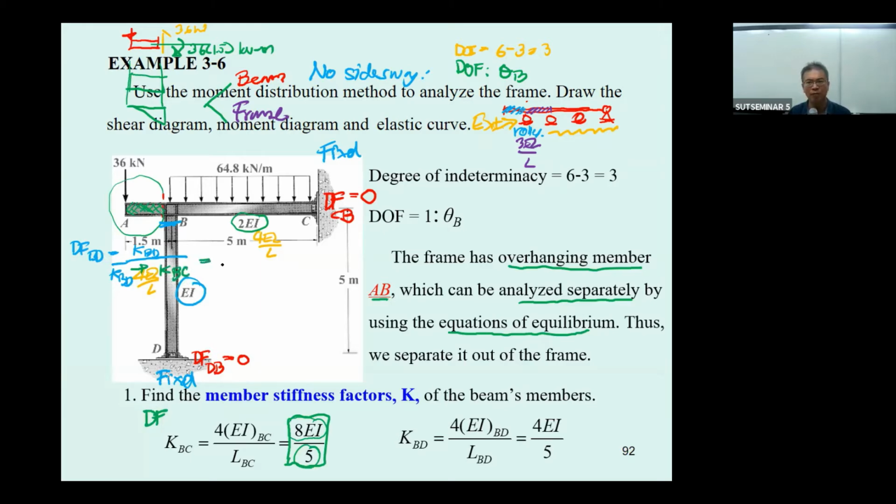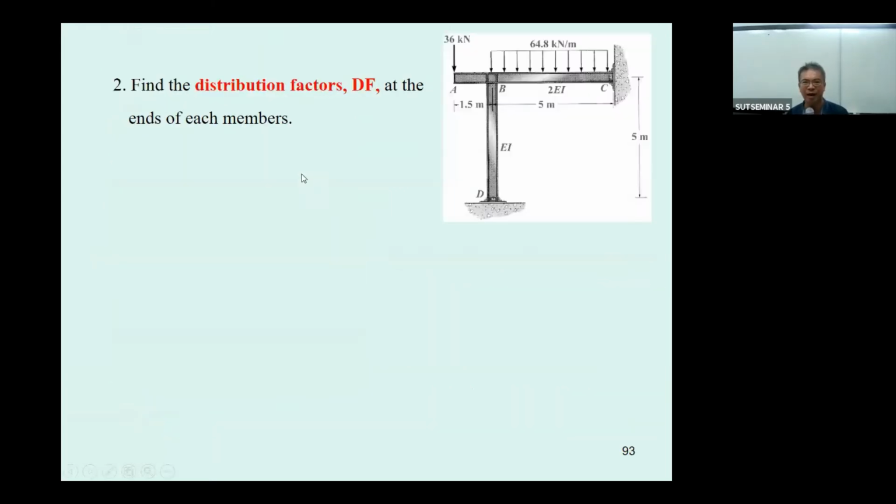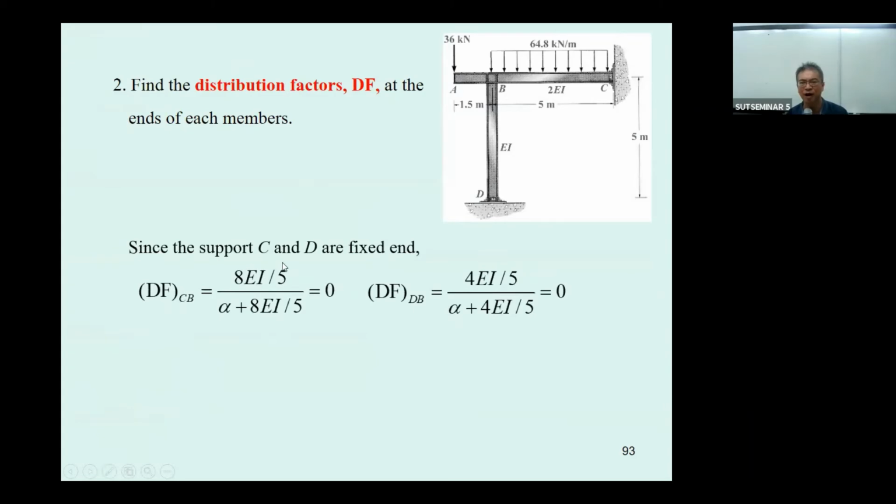So you have 8 over 5 divided by 8 over 5 plus 4 over 5, and then you may get this one to be 0.6667. If this one is 0.6667, the distribution factor for BC is going to be 1 minus 0.6667, which comes to 0.3333. Next one, the distribution factor for the fixed ends C and D is 0.